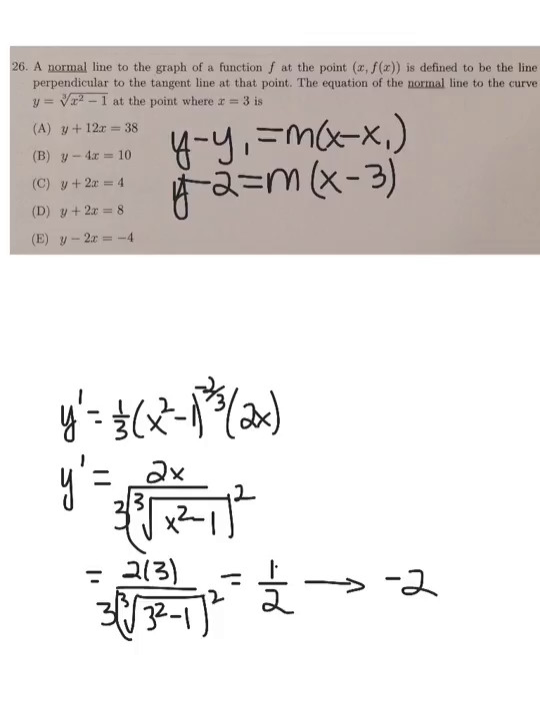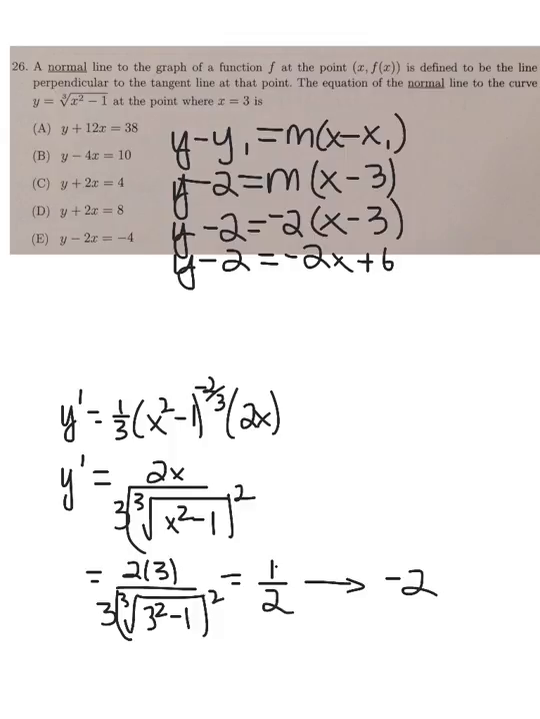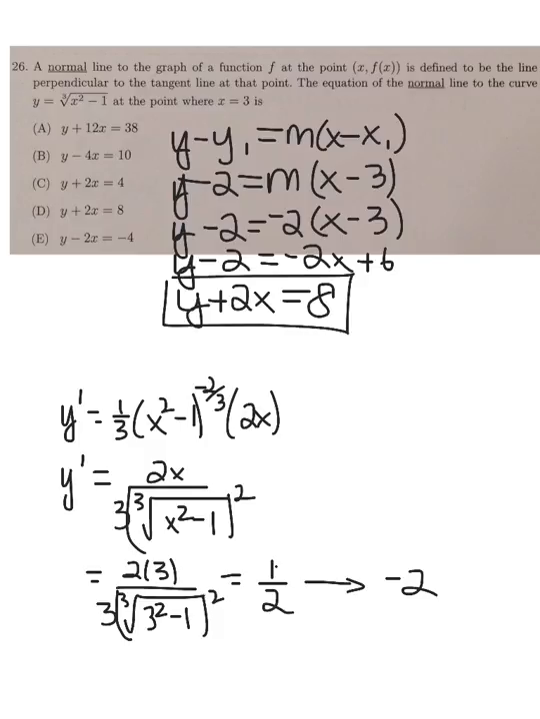So let's just be careful when we go up here. Then I'm not putting in 1/2, then I'm putting in negative 2x minus 3. All right, so let's just do a little distributing. So I've got y minus 2 equals negative 2x, that's going to be plus 6. I'm going to move that 2x over to the left, so that's going to make that positive 2x. And I'm going to move that negative 2 over to the right, which is going to make that 8. And then if you look at that, that is choice D.